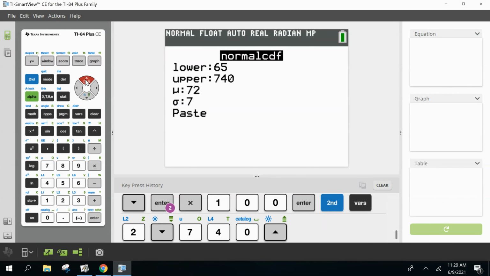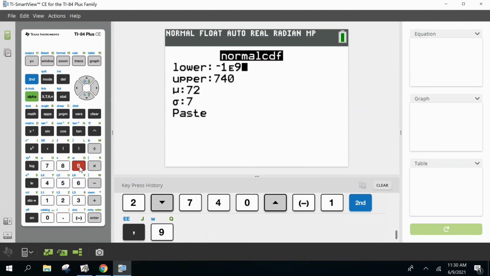Now, I don't know where this ends. We're assuming 0, but I'm not going to put in 0. I'm going to put in the smallest number the calculator recognizes. Everyone remember the 1E99? Just change it to negative 1E99 now. Negative 1 followed by 99 zeros. So negative 1, the E, which is above your comma, 99. That's the lowest you can go. So right now we're doing 740 and below.